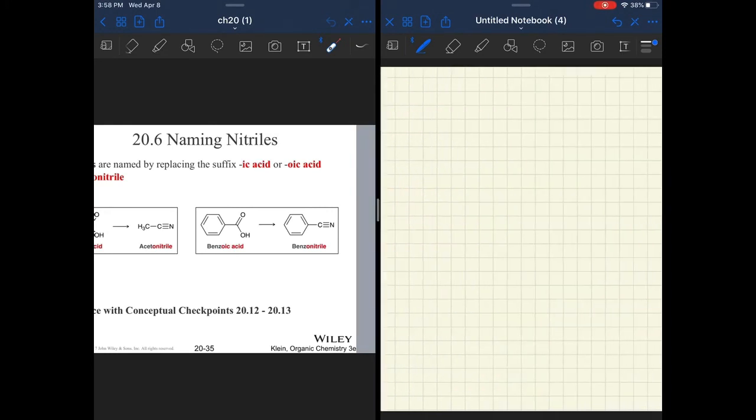So if we had something like, well, we'll do a couple of examples here. Something you have to watch out for. And I want to do this one very specifically. Okay, and let's also do this practice problem. Okay, so in neither case is the nitrile the highest priority functional group.